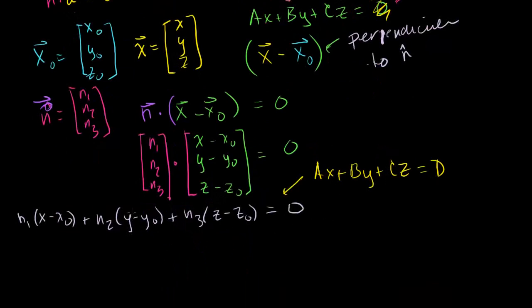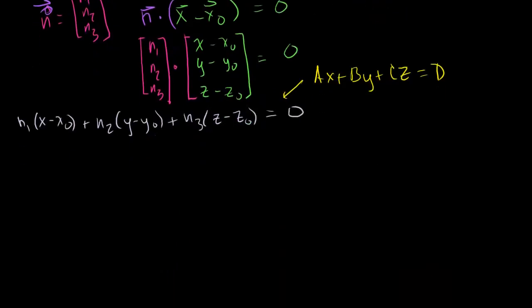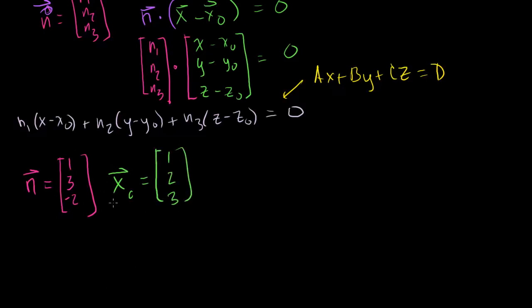And if you don't believe me, we can do it with an actual example. Let's say I specify a plane by giving you a normal vector, and I tell you that normal vector is the point 1, 3, minus 2. And I say that a point that lies on the plane is 1, 2, 3. The normal vector and the point don't necessarily have to intersect. And I say, give me the equation for this plane.